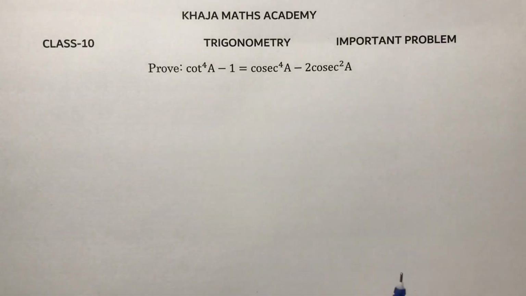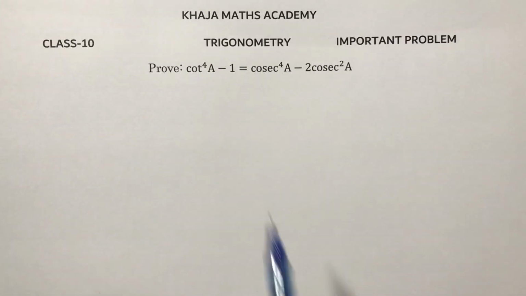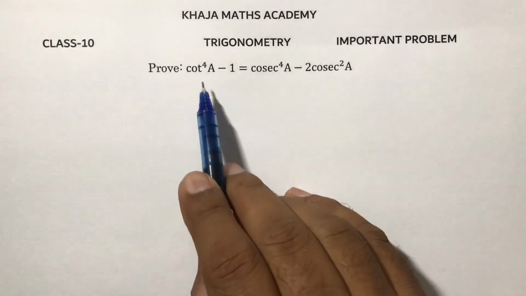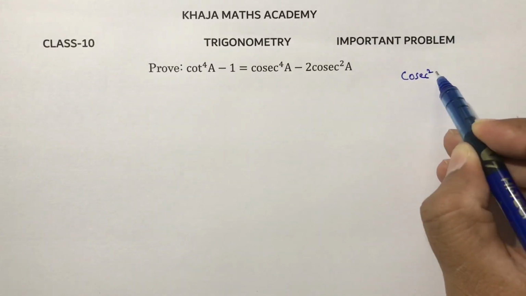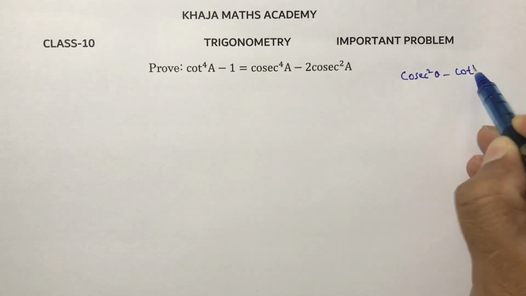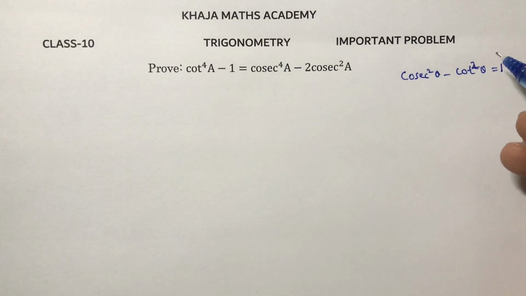Last problem from trigonometry. Prove cot power 4a minus 1 equals cosec power 4a minus 2 cosec square a. So here cot and cosec we have identity. This problem is completely based on cosec square theta minus cot square theta equals 1. Cosec square theta minus cot square theta is 1.